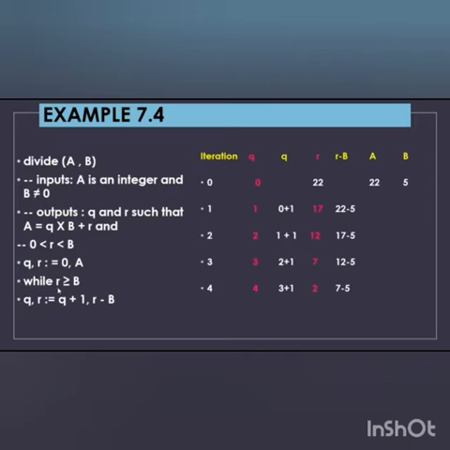So, how many times did the loop iterate here? 0 to 4 times. At the end of iteration 4, the value of Q is 4 and R is 2. So, is 2 greater than or equal to 5? The condition is checked here, and the condition is false. So the loop stops its execution and the control comes out of the loop. I hope you understood this, right?